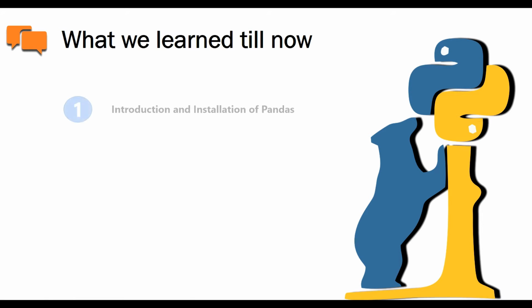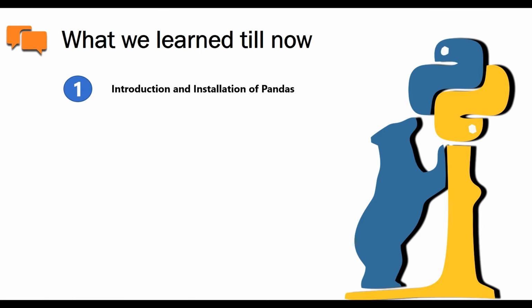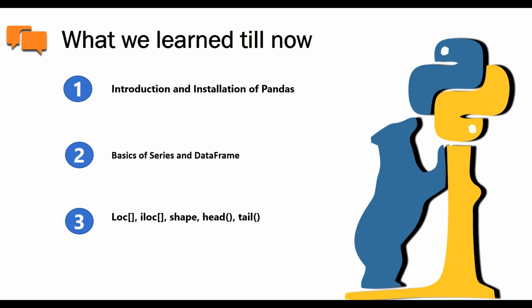So till now, we saw the introduction and installation of pandas. Also, we discussed some basics of series and data frame. We saw some frequently used operations over series and data frame like loc, iloc, shape, head and tail. And we also discussed indexes, how we can set, reset and use index in a data frame. If you are not familiar with these topics, you can watch my previous videos of this series by clicking on the I button showing on the top right corner of your screen right now.